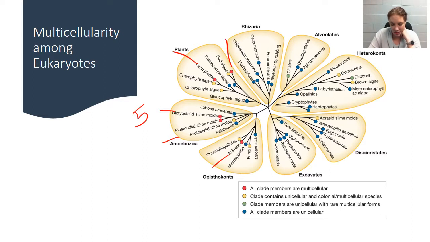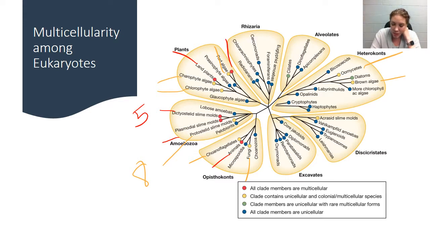Let's see, the yellow ones, those are groups that have both unicellular and multicellular forms. So we have the choanoflagellates, the fungi, the protostelid slime molds, chlorophyte algae, charophyte algae, and another group of red algae. We've got some oomycetes, brown algae. That's, I think that's pretty much everything. 1, 2, 3, 4, 5, 6, 7, 8. Not a lot of multicellular life.